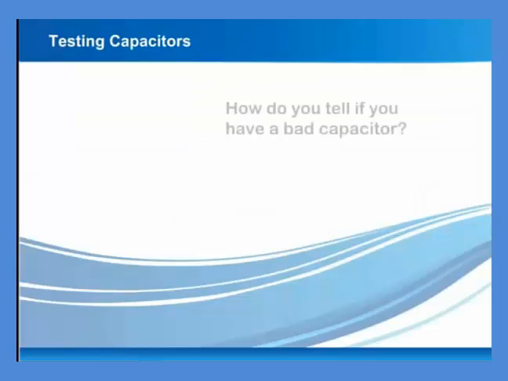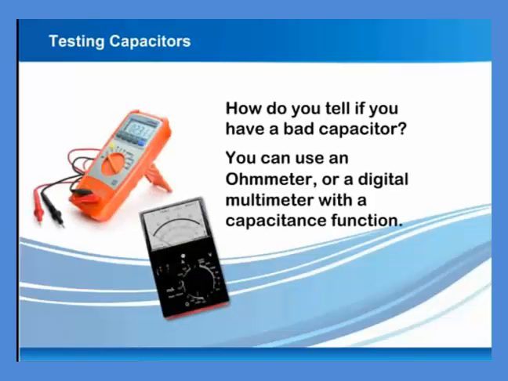How do you tell if you have a bad capacitor? You can use an ohm meter or a digital multimeter with a capacitance function. These meters have different advantages. Let's take a look at each.